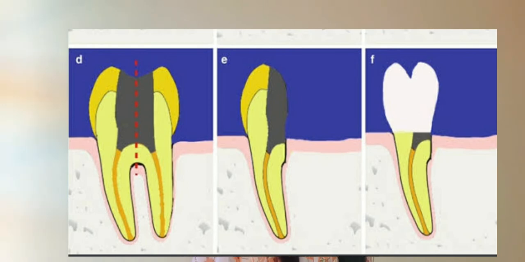So the indications are similar to a root amputation, in that you are removing a diseased portion of a crown, and especially in teeth where there's extensive bone loss around the tooth, that's when you will do a hemisection.